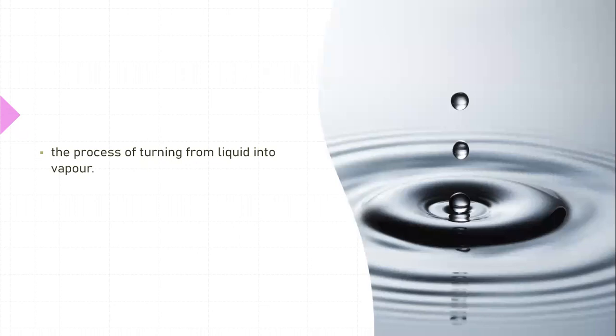If we see it in a simpler form, we all know what evaporation is. In the simplest form, it is said that this is the process of turning from liquid into vapors. You can say it very simply, that this is a process of turning a liquid to its vapor phase. Basically, this is evaporation.